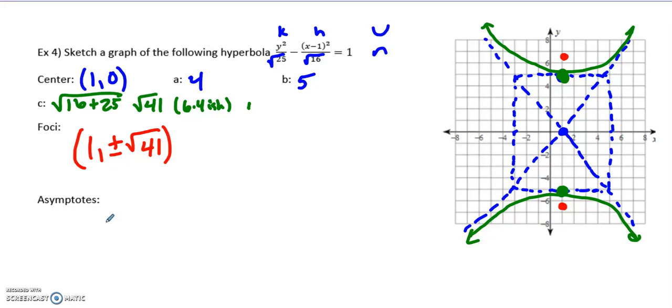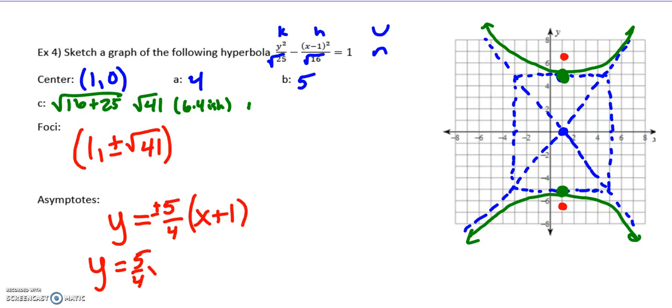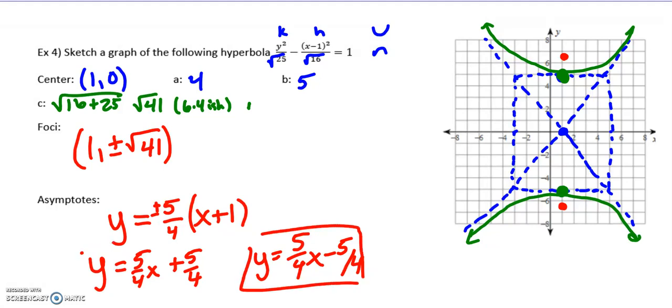And lastly, really quickly for the asymptotes, I get y equals plus or minus 5/4, and then x plus 1. So just go ahead and distribute that really quickly. Y equals 5/4 x plus 5/4, or y equals negative 5/4 x minus 5/4. And you can go ahead and figure those two out. I'm just running out of time in order to finish up in my 15-minute time limit. So there's all of that information on graphing that hyperbola. Hopefully you have enough that you can go through and do a bunch of these practice problems.